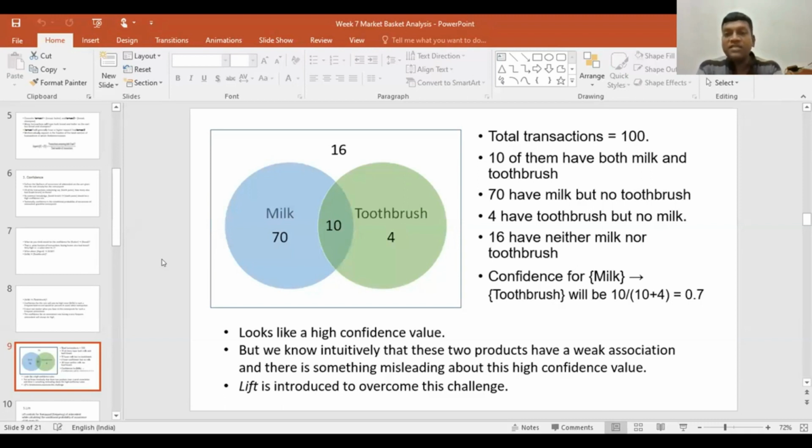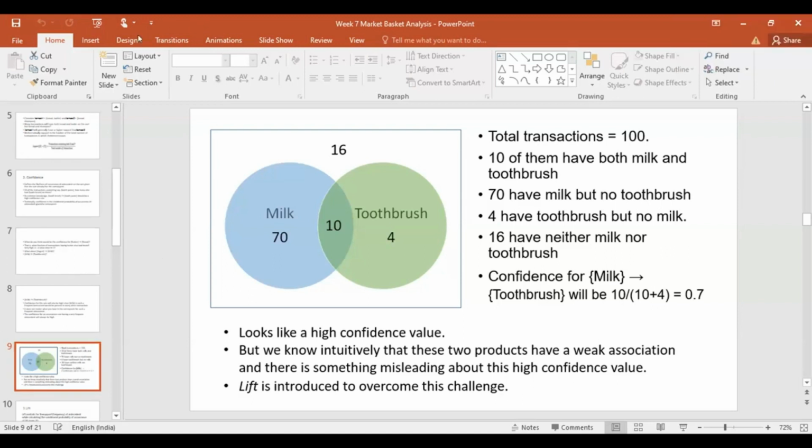Here, confidence for milk, given that toothbrush is purchased, will be 10 divided by 10 plus 4. The 10 is the number of times milk and toothbrush have been purchased together, divided by 10 plus 4, which is the number of times toothbrush is picked. This is the conditional probability that milk is purchased, given that toothbrush is already picked.